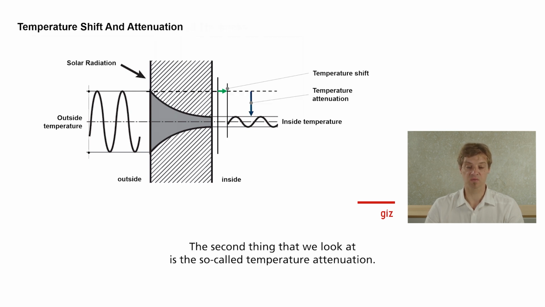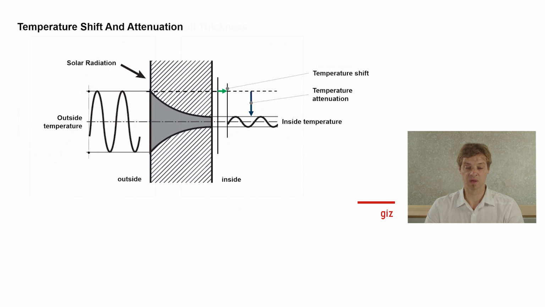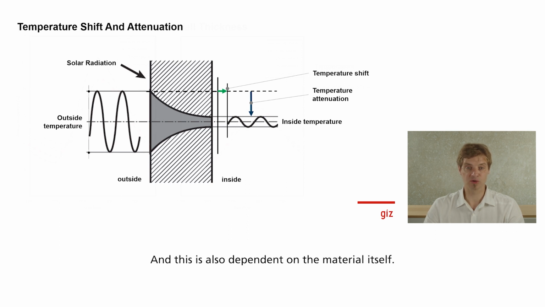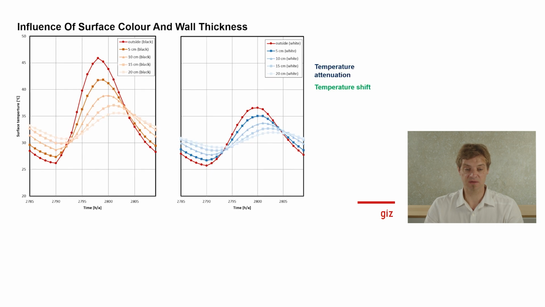And the second thing that we look at is the so-called temperature attenuation. So the maximum is reduced from the maximum outside temperature to a lower maximum inside temperature. And this is also dependent on the material we are using, and I can show you the influence on the next slide.